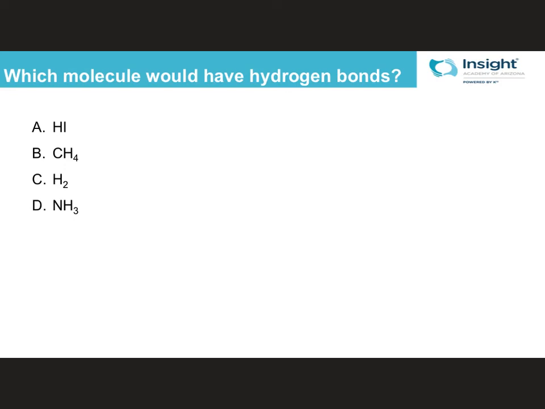Which of the following would have hydrogen bonds? Hydrogen bonding is an intermolecular force. So they have to have hydrogen, which all of these do, but then the hydrogen has to be attached to either nitrogen, oxygen, or fluorine. Which means D is your correct answer.